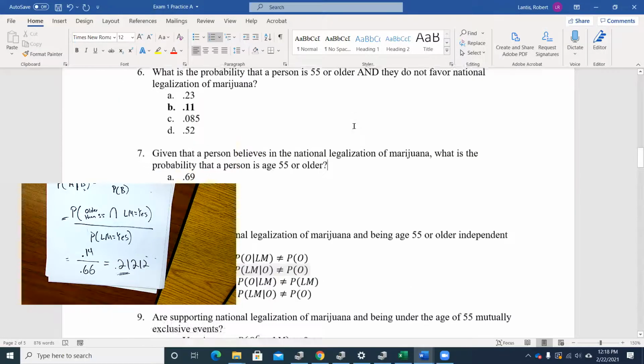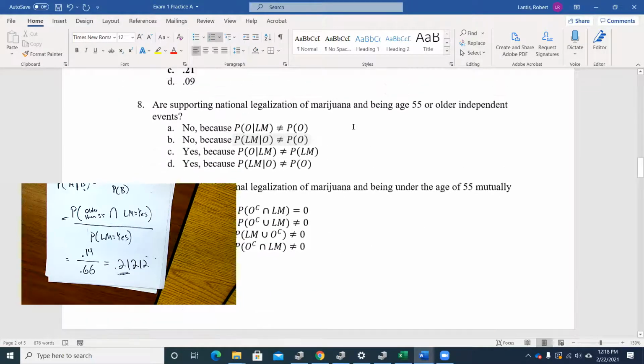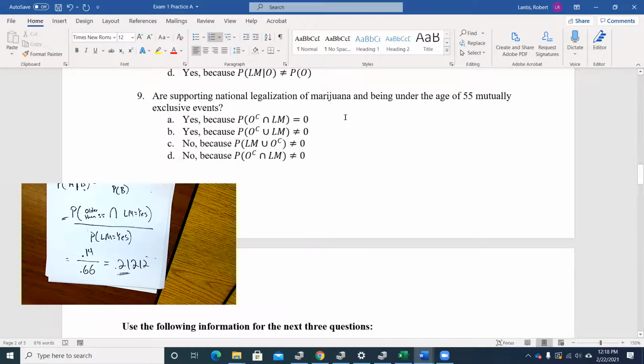Okay? So first of all, let's do 8 and 9, because 9 is a lot easier, and we'll spend more time on 8. If I'm asking you, are wanting marijuana legalized and being under the age of 55, so that would be O complement, mutually exclusive events? The only way we have mutually exclusive events is if those two things can't happen at the same time. If they can't happen at the same time, then their intersection has to be what?